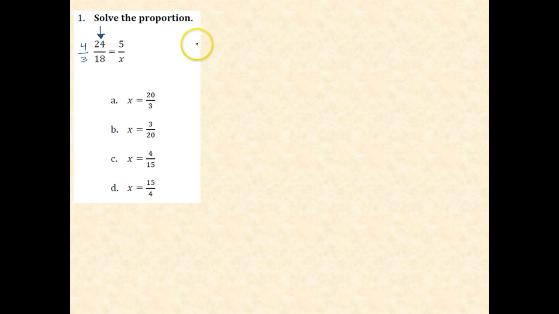So what we end up with is 4 over 3 equals 5 over x. And now we can cross multiply. 4 times x is 4x. 3 times 5 is 15. And now if we divide both sides by 4, we get x equals 15 over 4, which is D.